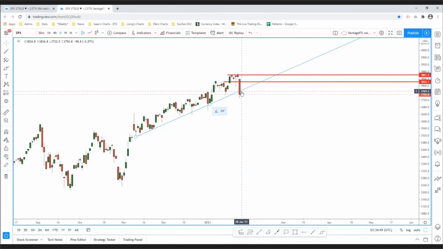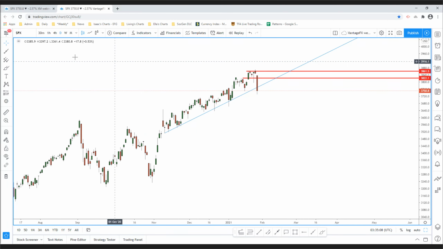So if anything, we are going to expect to see a further drop on the S&P, or rather, that is what I expect. We need to see how prices open today. Yesterday we already had a close below this trend line, so we want to see how prices open again. So that's it for the S&P.